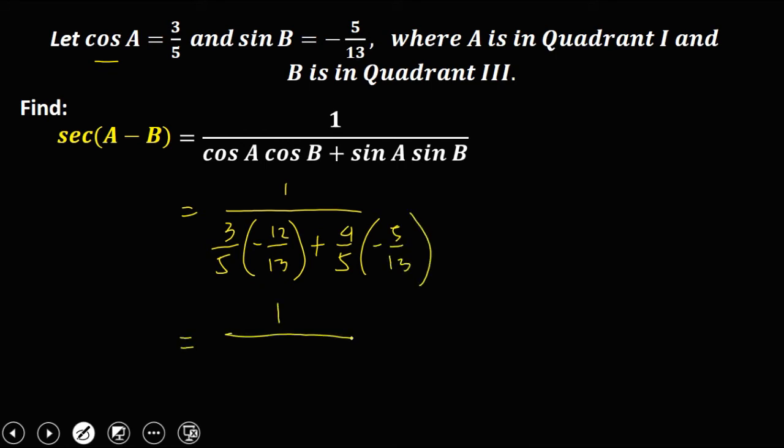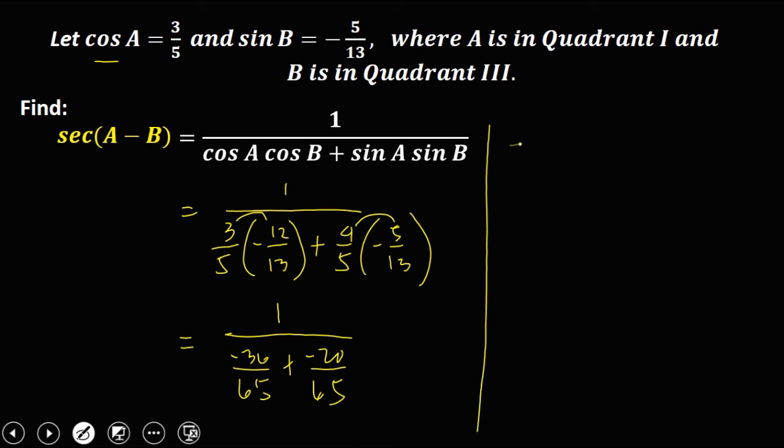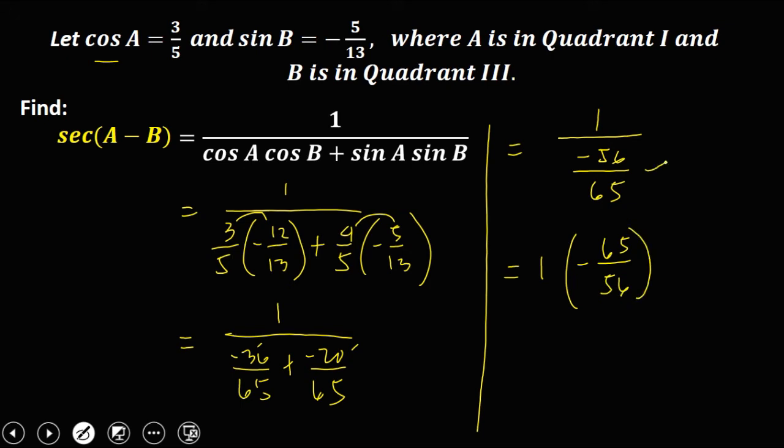Then simplify. So this one is negative 36 over 65 plus this one is negative 20 over 65. Then simplify. So this 65 denominator. So negative 36 and negative 20, that's negative 56. Then get the reciprocal. So 1, that's negative 65 over 56. So the reciprocal of the denominator. So therefore, the final answer is negative 65 over 56. So this is for secant A minus B.